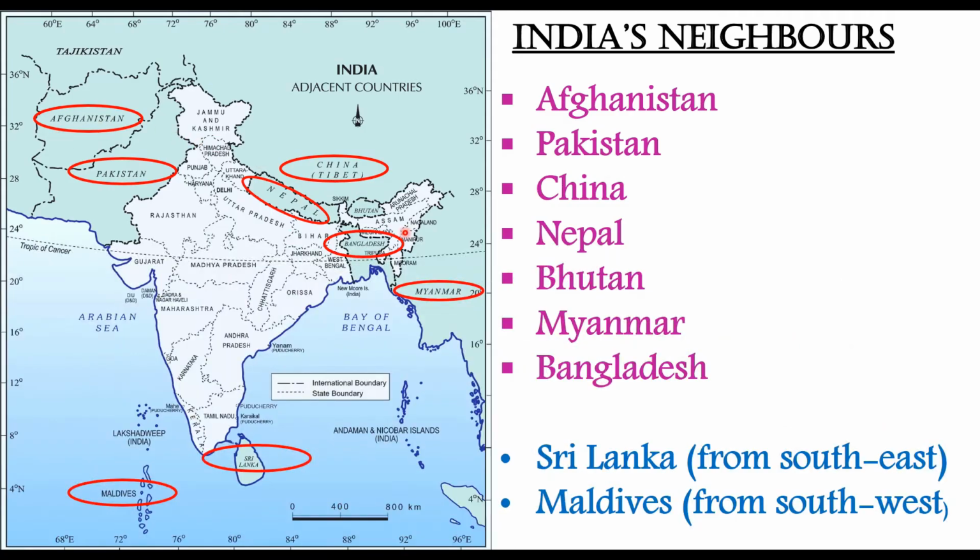There are 7 countries that share land borders with India: Pakistan, Afghanistan, Nepal, Bhutan, China, Bangladesh and Myanmar. Across the south, we have 2 island neighbors, Sri Lanka and Maldives. We've learned that Sri Lanka is separated from India by the Pak Strait.